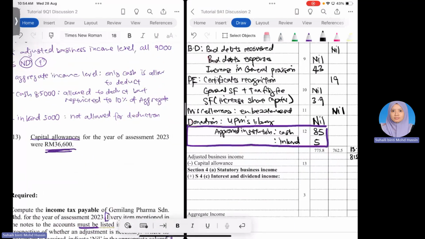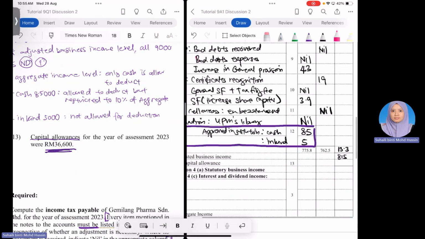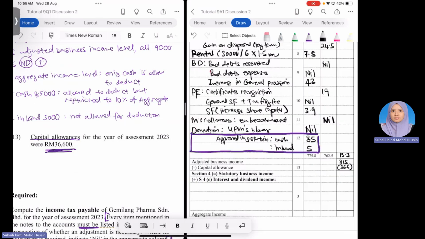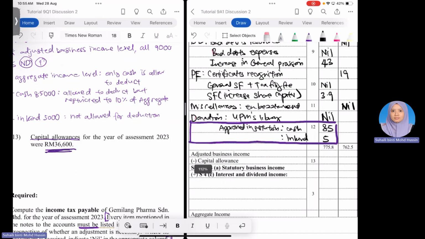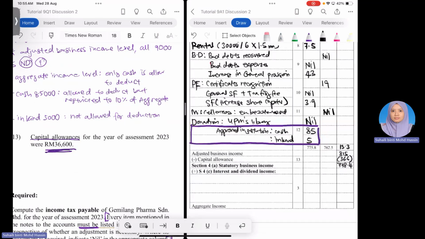You learned capital allowance just last week, yesterday. So this is the amount of capital allowance that you get. Capital allowance minus the amount, RM36,600. Then now you get the total of section 4 subsection 8, 778,400. So 778,400 ringgit after you deduct capital allowance.